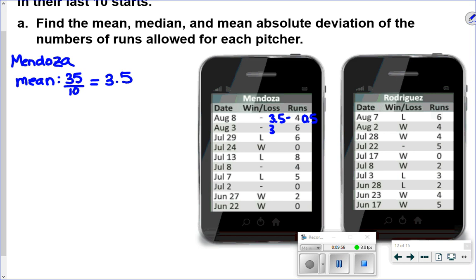Now, if I do 3.5 minus 6, or really 6 minus 3.5, that's going to give me 2.5. This one will also be 2.5. 0, 3.5 minus 0 is going to give me 3.5. And let's see, 8 minus 3.5. 8 minus 3, let's think, is 5, so that's going to be 4.5.